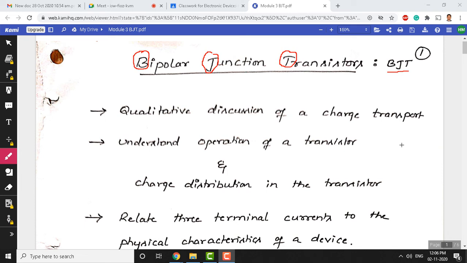In this module we are going to discuss the bipolar junction transistor, shortly called BJT. We do not go into an objective-based discussion; it is a qualitative discussion, meaning an abstract level of discussion. So, we don't go more into the statistics. That is the kind of discussion we are going to do here.